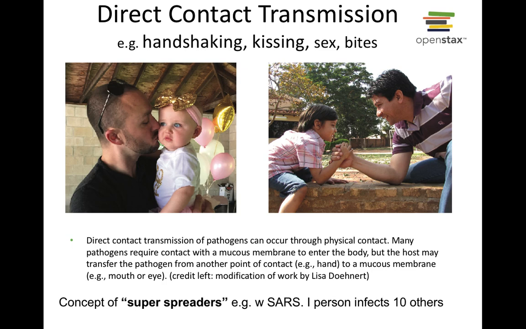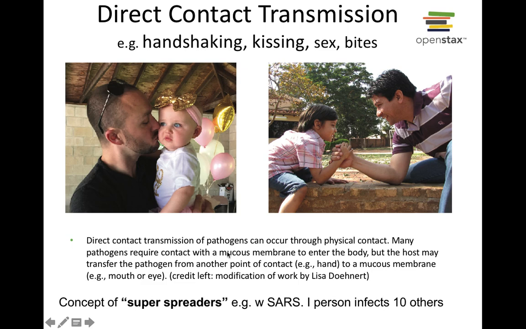So again, folks, just some examples of direct contact where we're physically coming in contact with the infected host. So any kind of physical touch with the infected host, so handshaking, kissing, sex, bites, if an animal bites you, hopefully another person isn't going to bite you, right?